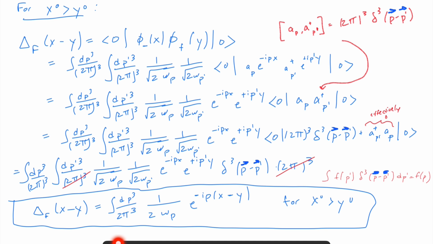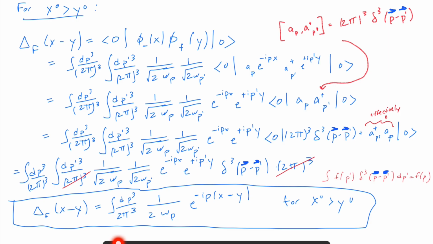Integral of d³p over (2π)³, 1 over 2ω_p. Why? Because this ω_p′ becomes ω_p, and that's the same as this term. And then when you do square root times the square root, you just get the non-square-root term. So that's where the 2ω_p comes from. And this still stays e to the minus ip.